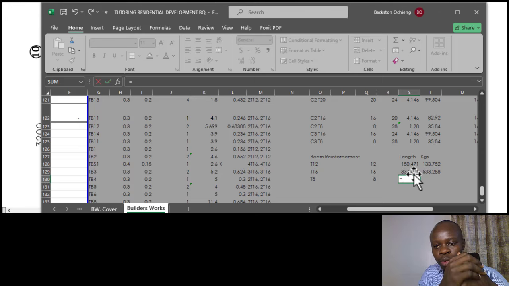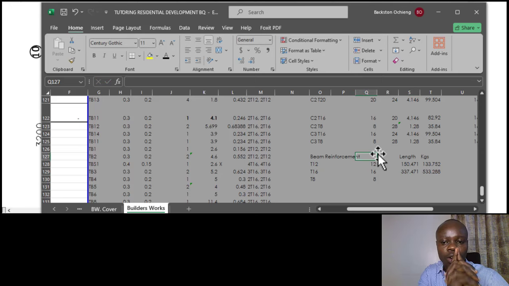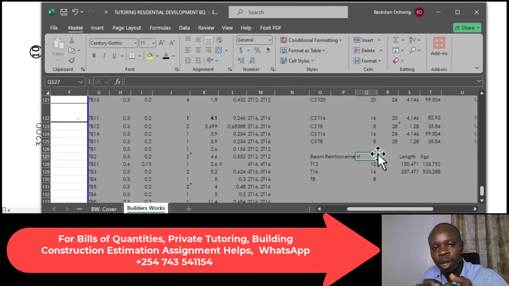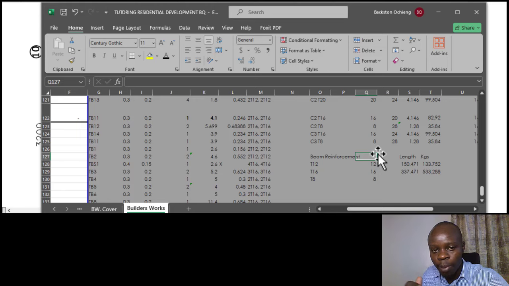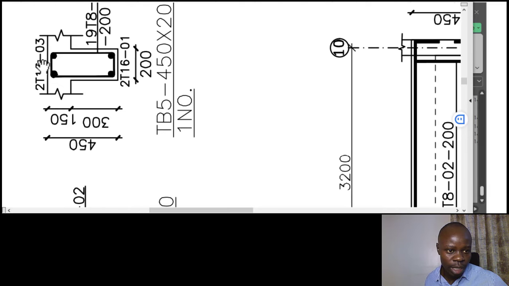Okay, so how do we go about that? The difference between concrete for the beams and reinforcement bars for the beams is that concrete is measured below the slab of the beams, below the slab, the level, that is, for the depth, unlike the reinforcement that is now measured all through.